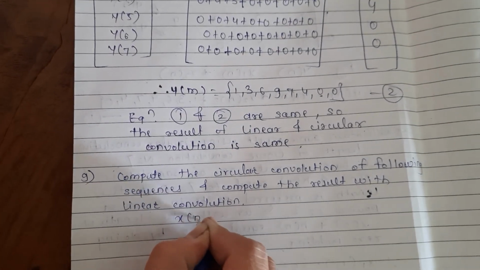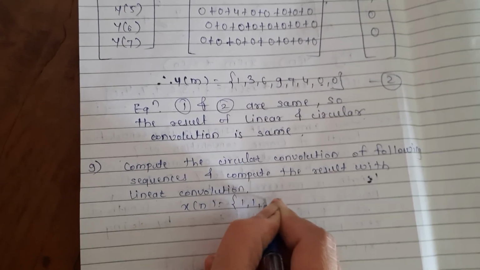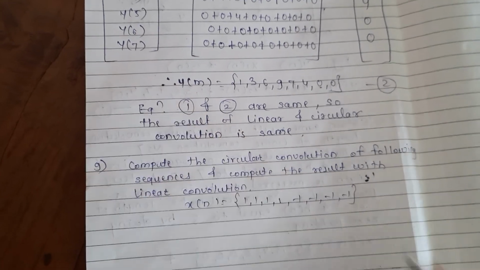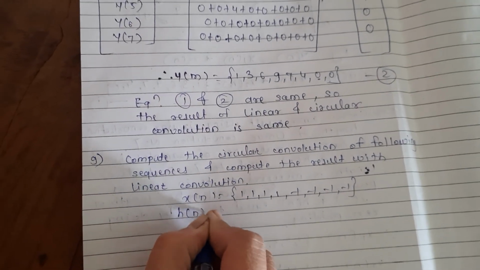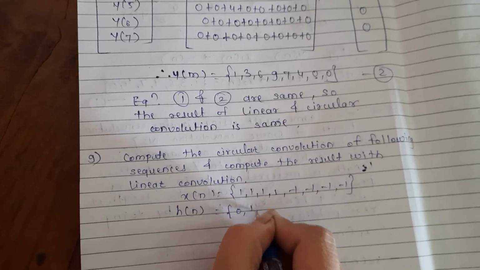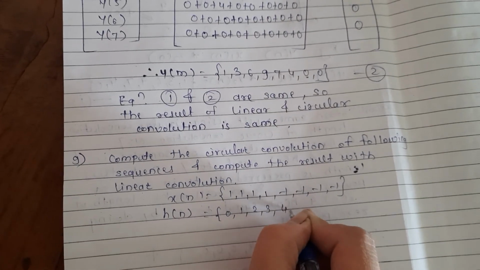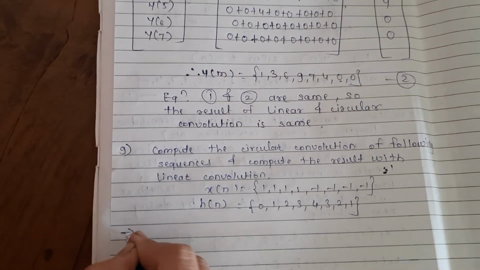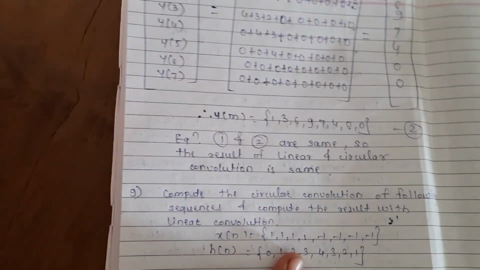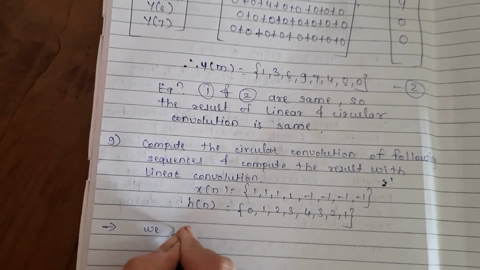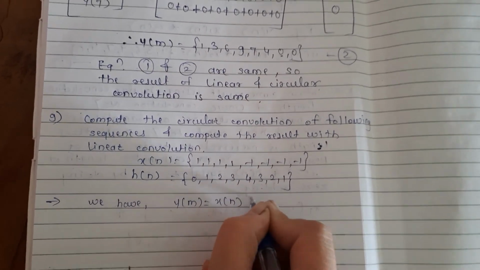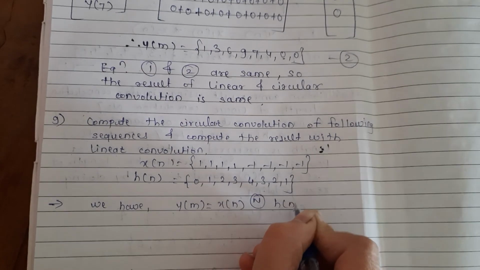So x of n is 1, 1, 1, 1, minus 1, minus 1, minus 1, minus 1. And h of n is 0, 1, 2, 3, 4, 3, 2, 1. Now we have the solution. We have y of m is equal to x of n circular convolution h of n.